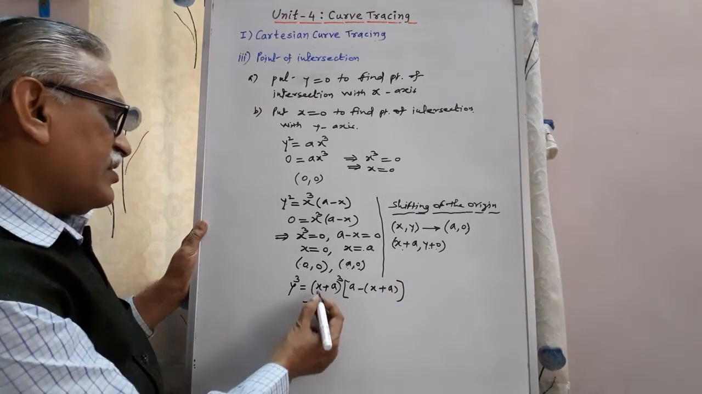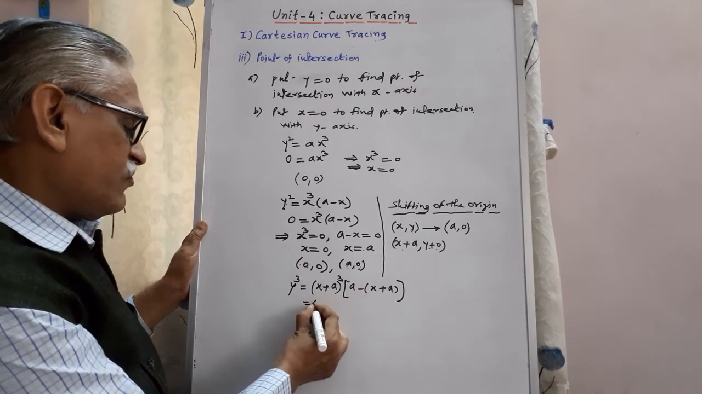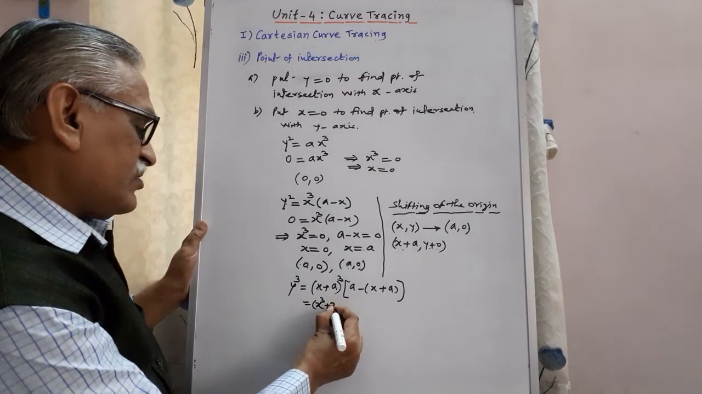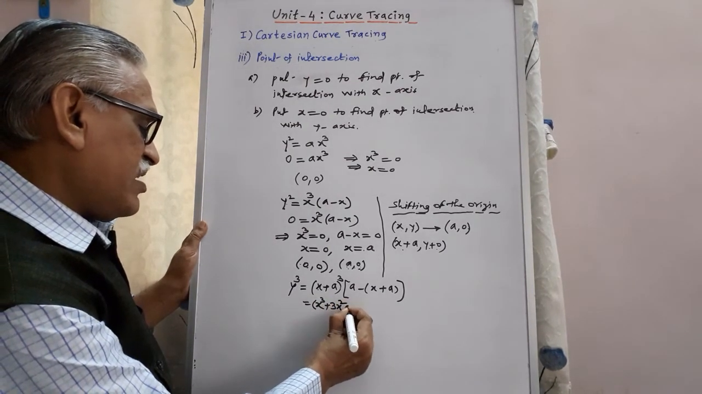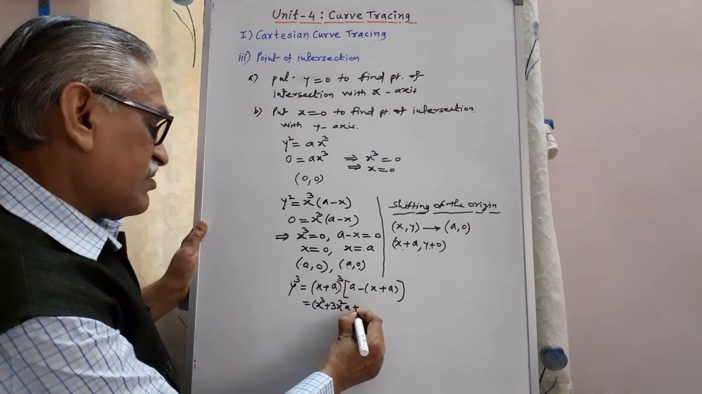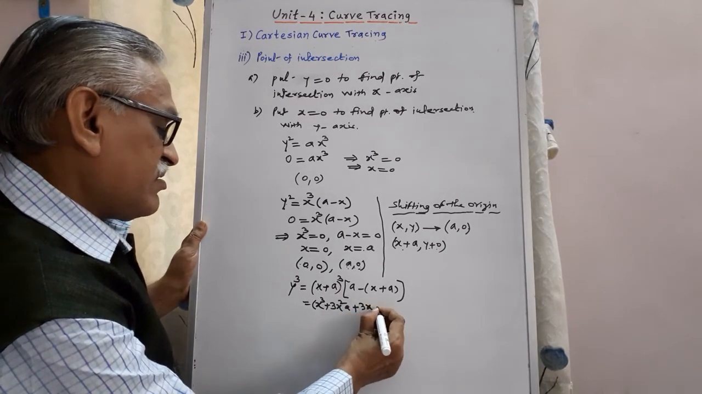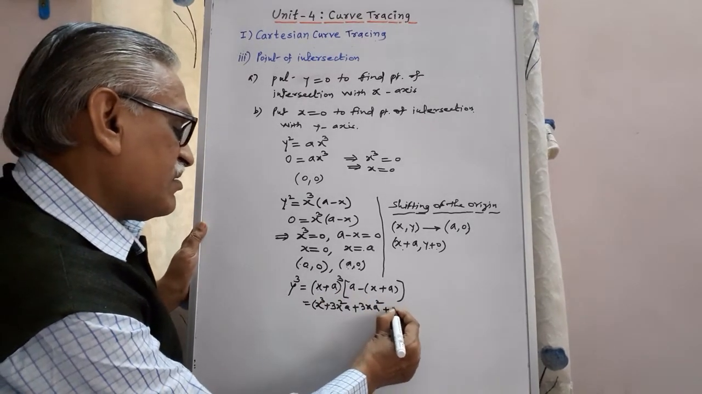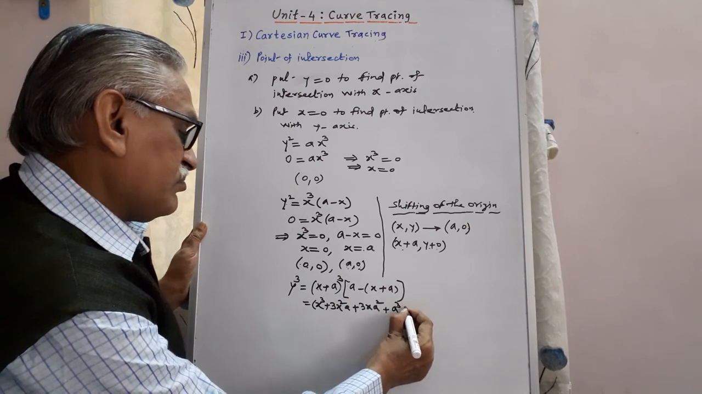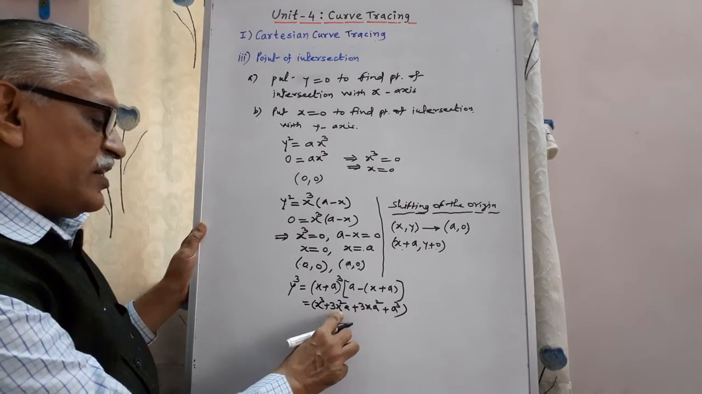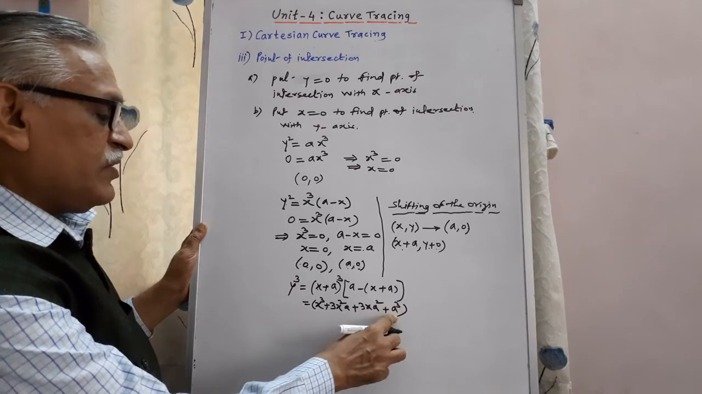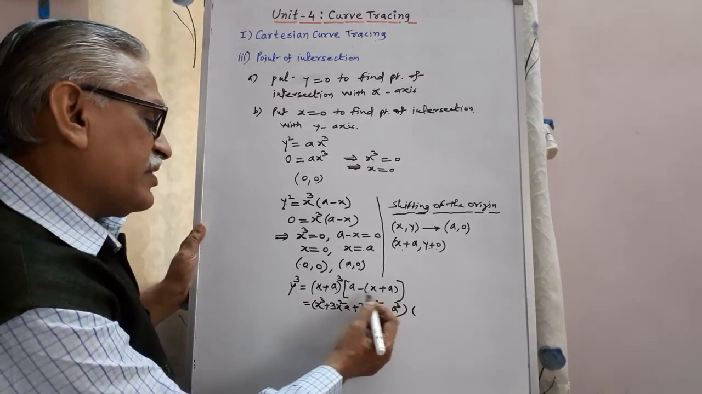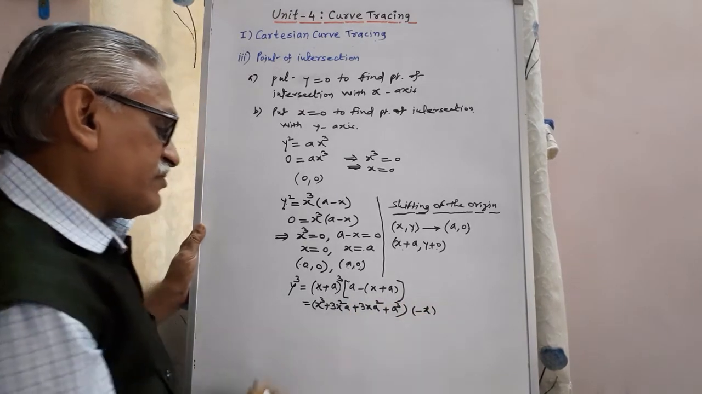If we simplify it, if we expand it, we get the expansion of a plus b whole cube as a cube plus 3 a square b plus 3 a b square plus b cube. And if we simplify this, a minus a gets cancelled, and we get minus x.